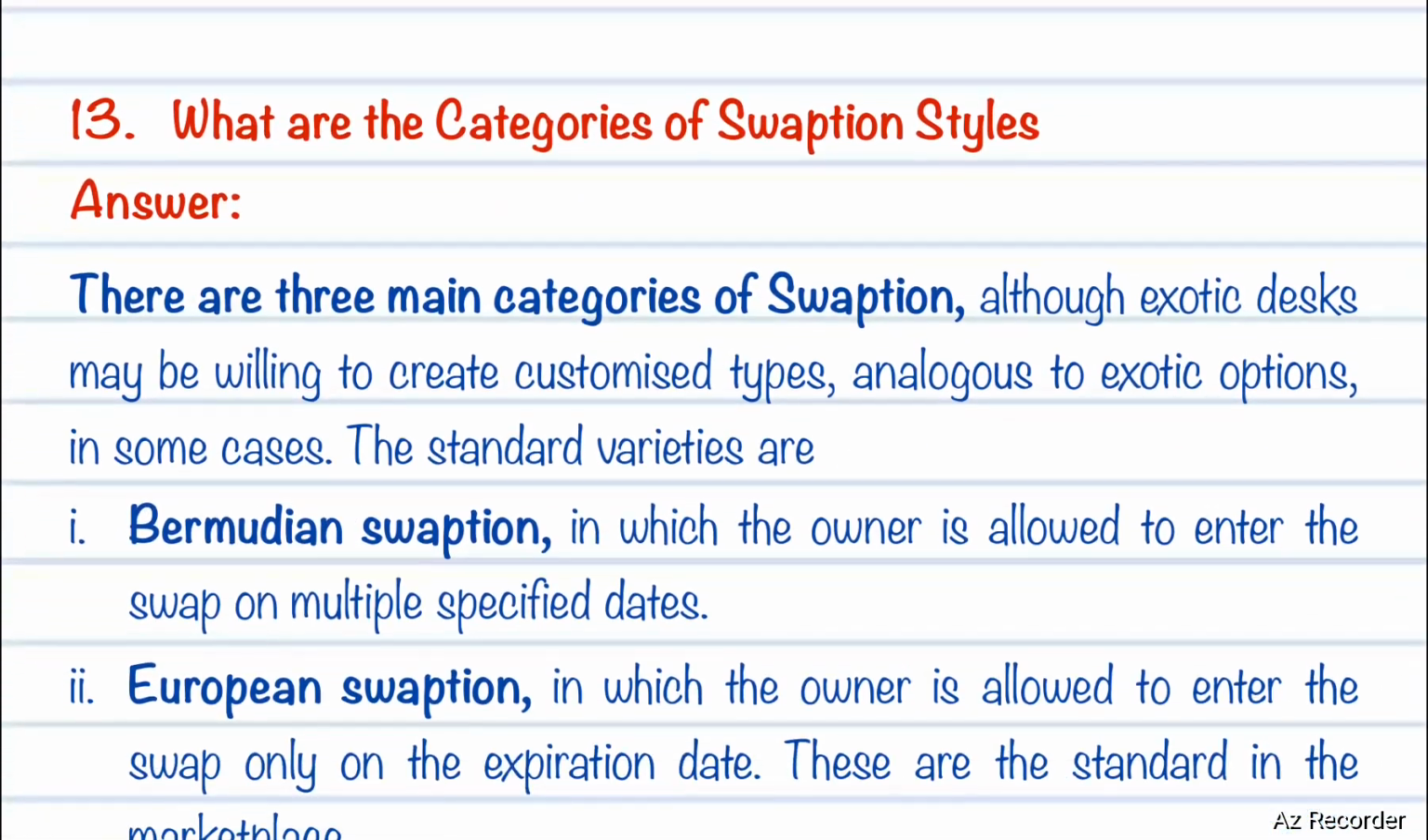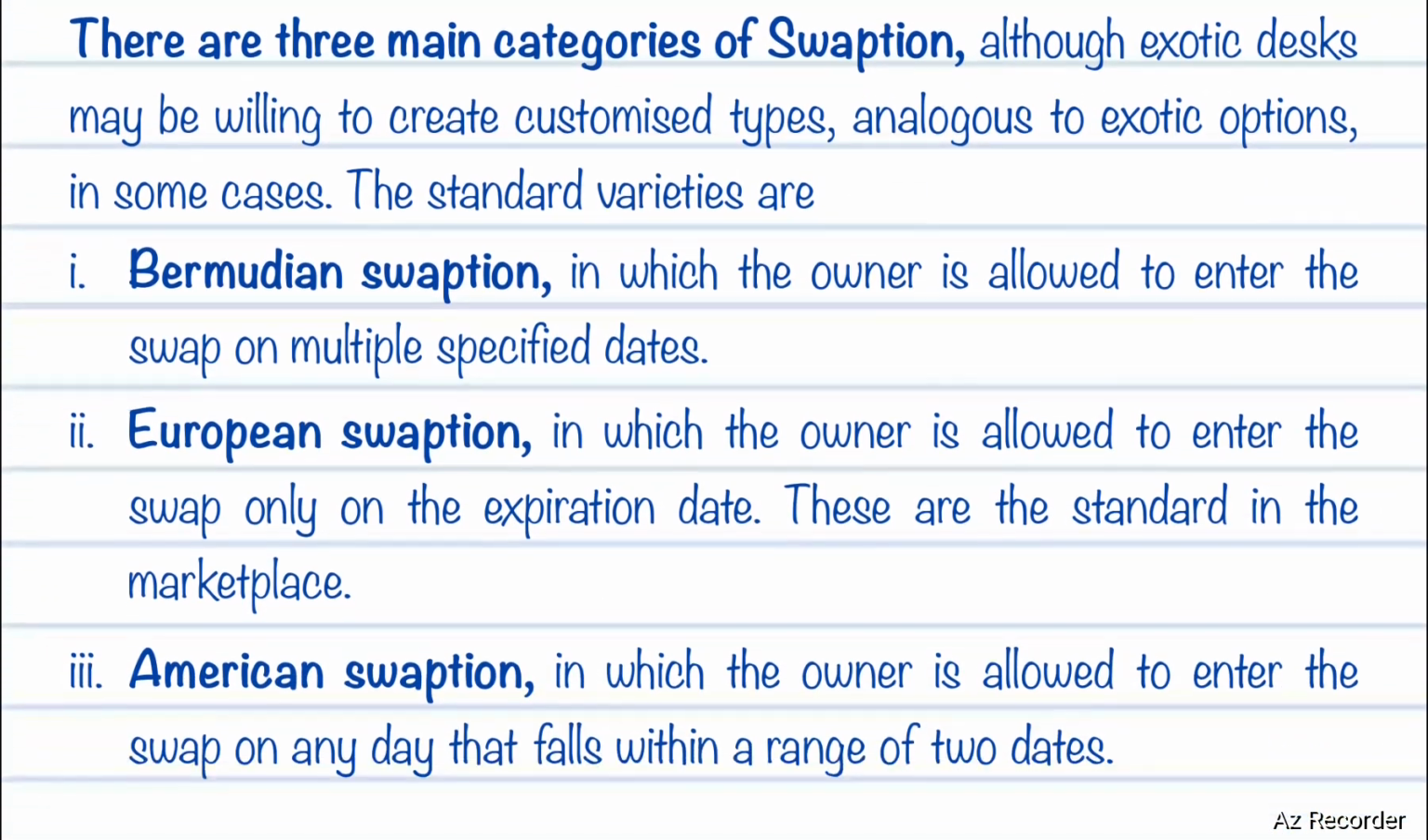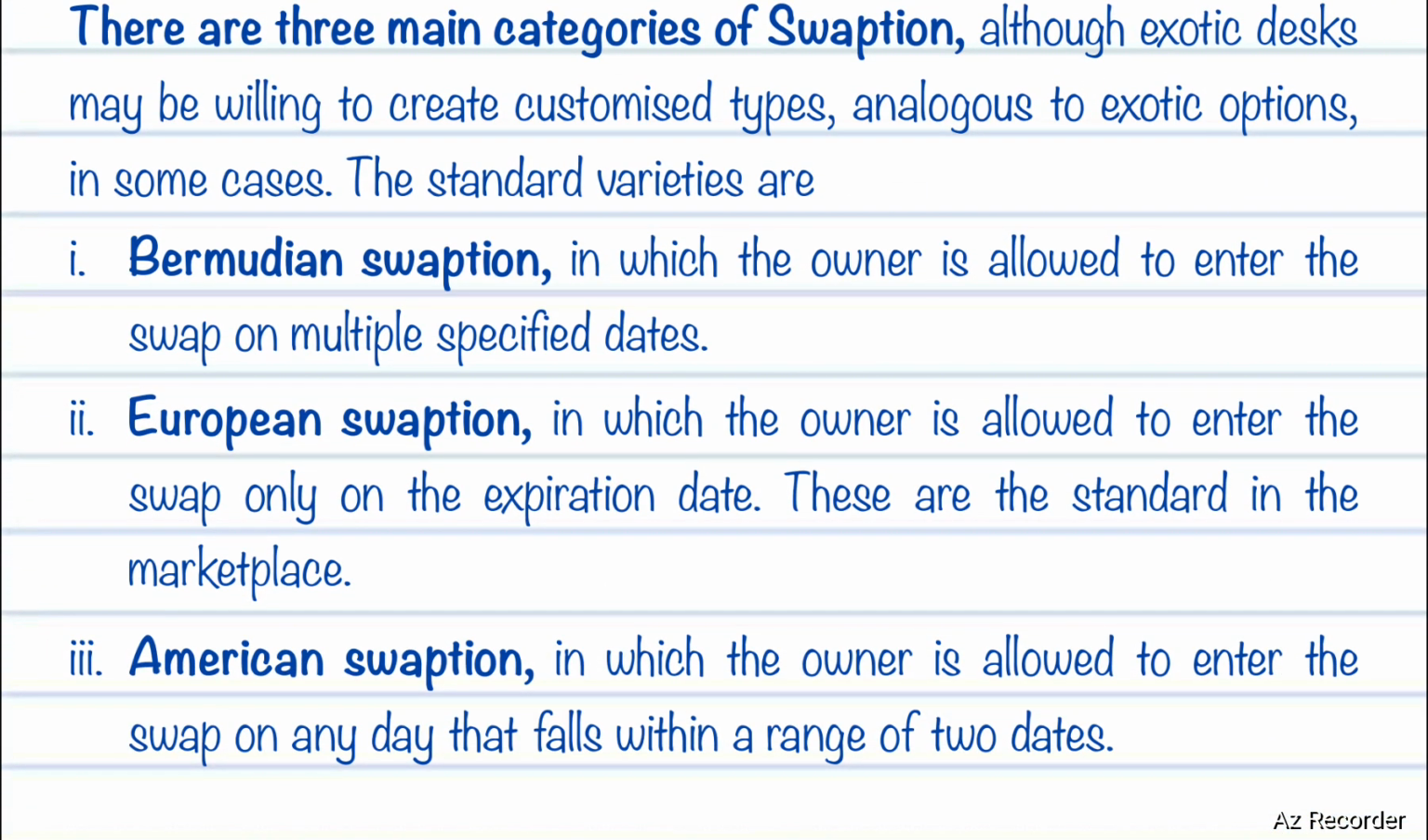What are the categories of swaption styles? There are 3 main categories of swaptions. Although exotic desks may be willing to create customized types, analogous to exotic options in some cases, the standard varieties are Bermudan swaption, European swaption, American swaption. Bermudan swaption, in which the owner is allowed to enter the swap on multiple specified dates.